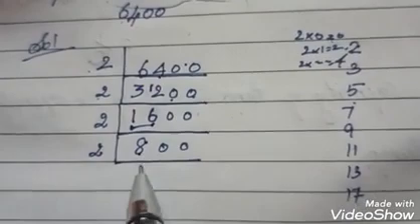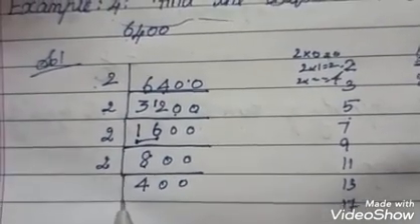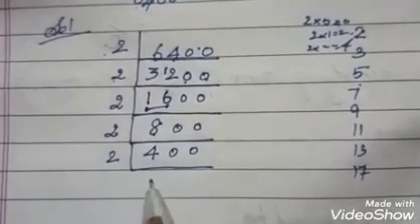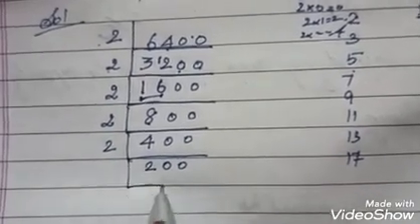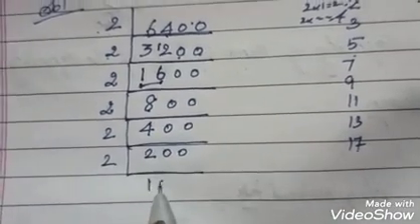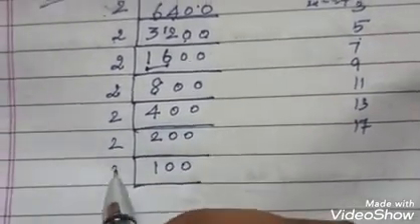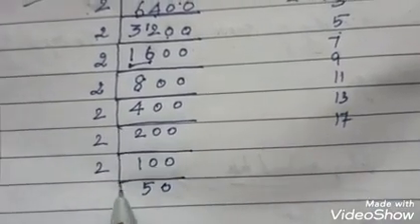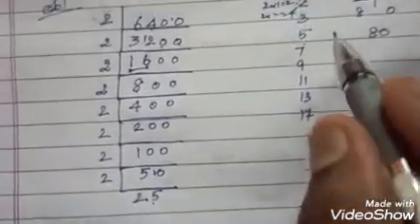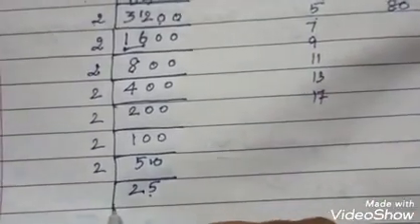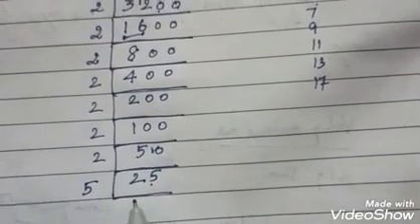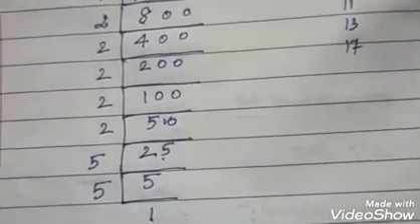So 8 is 4 times. 4 is 2 times. And 2 is 1 time. This is 5 times. Now the number ends with 5, so we go with 5. 5, how many times? 5 times. How many times? 1 time. Once you reach 1, you stop the factorization.